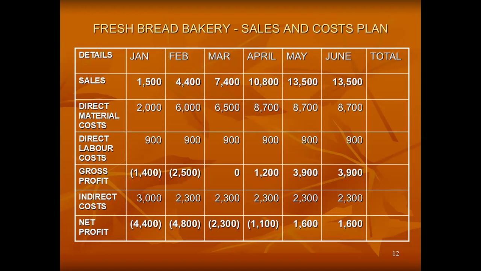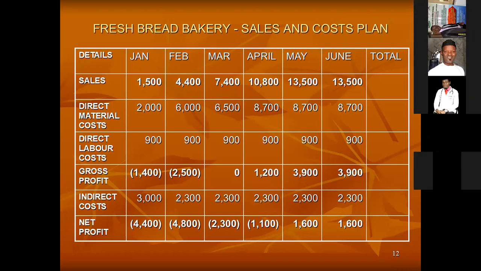Now, let us go to the fifth month, May. In May, he made sales of 13,500, and this time, he still made the same direct material cost as April. His labor cost is still the same. This time, he makes a gross profit of 3,900, and he has the same indirect cost, and he has a profit. I believe we should be clapping for this man right now.